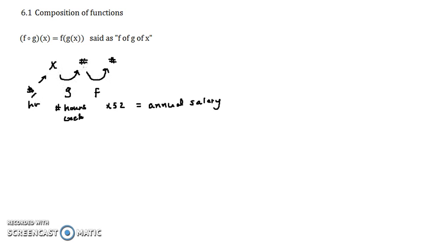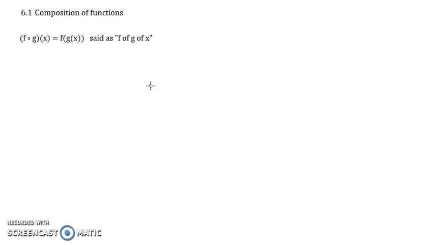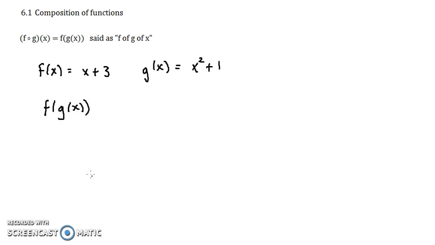Okay, we do one thing to a number, and then we do another thing to a number, and that idea is the composition of functions. All right, so let's get rid of that, and let's see how this actually works. Let's say that we have f of x is x plus 3, and let's say that we have g of x is x squared plus 1. And we want to figure out f of g of x.